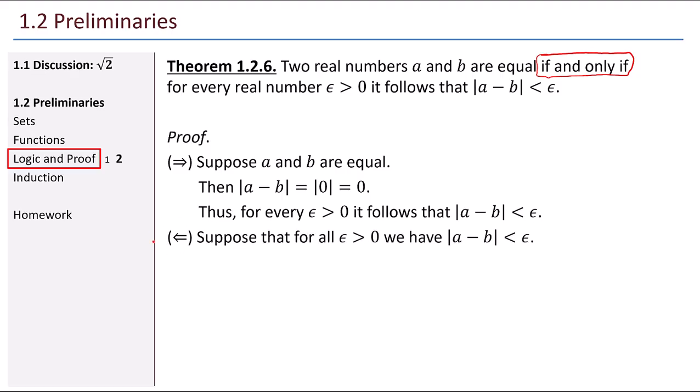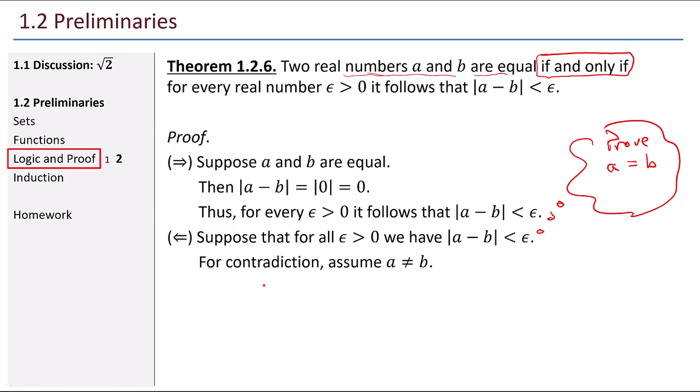Let's go in the other direction. Let's suppose that for all epsilon greater than 0, we have the absolute value of a minus b is less than epsilon. So I'm assuming the second part, and I want to prove the first. What do I want to prove? I want to prove that a and b are equal. So I might put a little thought bubble on this second part. Where I'm going is I want to prove a equals b, given this hypothesis.